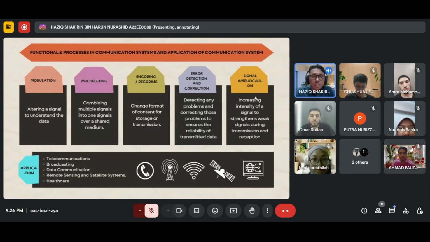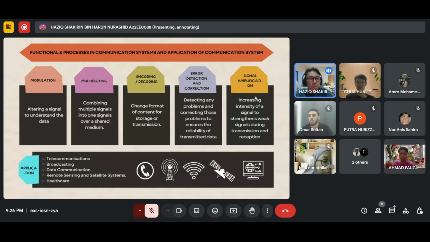Next process is error detection and correction. Basically, the name already explains it. It's detecting any problems and correcting those problems to ensure the reliability of the transmitted data. And the last process is signal amplification. It's basically the process of increasing the intensity of a signal to strengthen a weak signal during transmission and reception. One kind of signal amplification is the amplifier. When you put an amplifier into a system, it can increase the intensity of the signal so that the signal can travel a long distance.